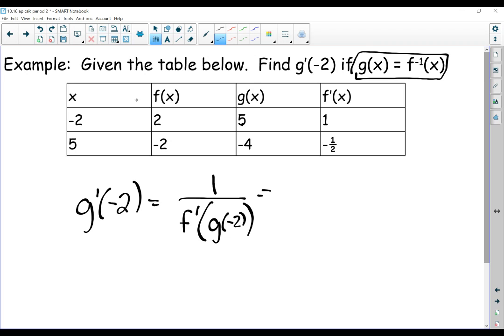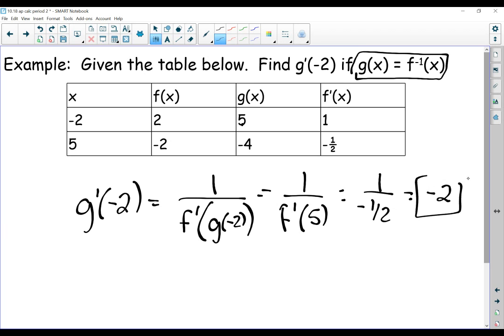So here, g of -2 is 5. It's just 1 over f prime of 5. f prime of 5 is -1/2, so the slope would just be -2.